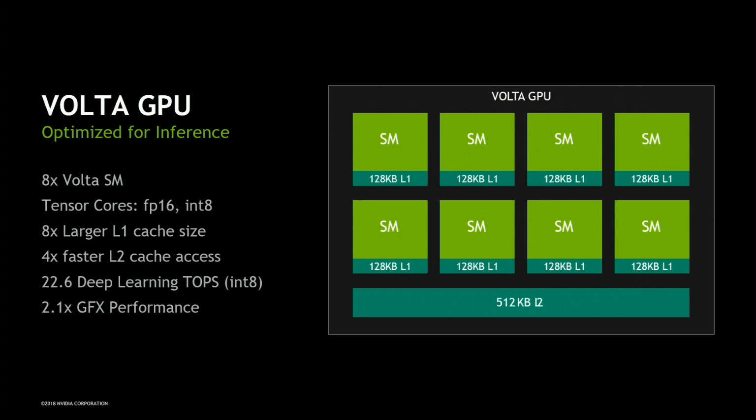We have faster cache accesses. That's part of the Volta core architecture we built. And in the end, this gets us 22.6 deep learning tops from the GPU. That's in int8, and over double the graphics performance.